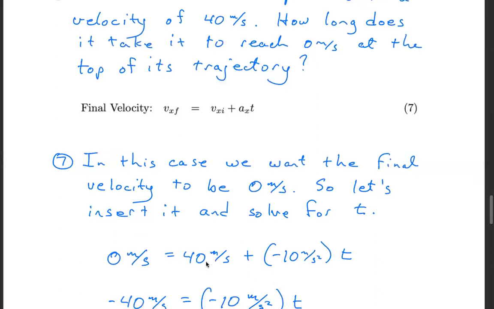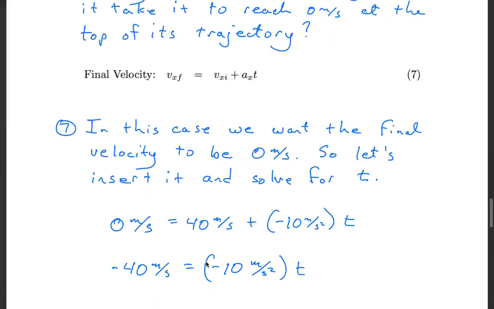Now, we've been kind of loose with our gravitational acceleration, but it really is 10 meters per second squared downward. We want to know when it reaches 0 meters per second. So our initial velocity is 40 meters per second upward. The gravitational acceleration is minus 10 meters per second squared downward. That's why I put a minus times the t. That's what we're solving for.